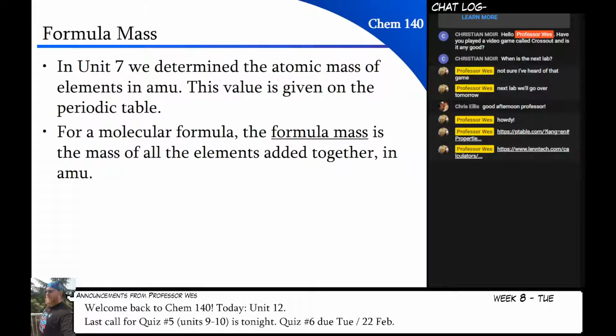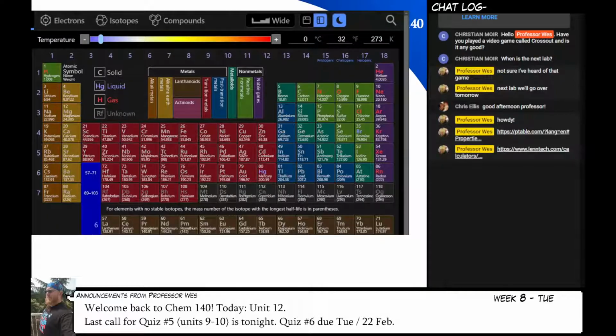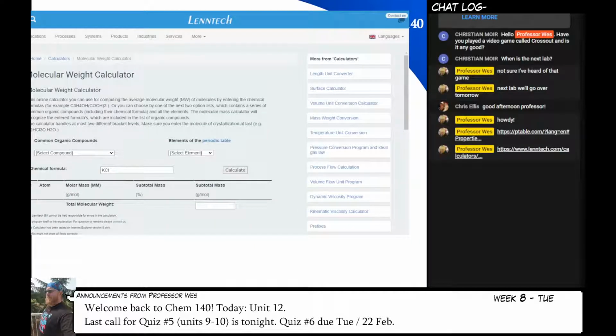So here's ptable. If I wanted to figure out oxygen's molar mass, there it is right there, 15.999. But what if I wanted to do H2O? I would have to take 2 hydrogen, so 2 times this number, plus oxygen, which is 15.999. And I get like 18.02 or something. That's nice and all, we can add numbers together, but you know what's even better? Not having to do that. So here's Lentech.